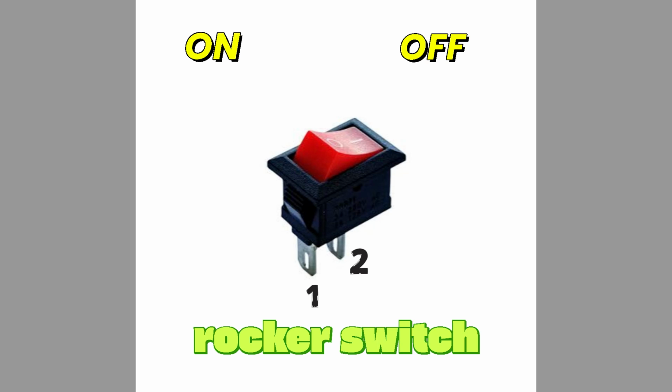When the switch is moved to the off position, the internal connection is broken. As a result, current can no longer flow through the circuit. You'll commonly find rocker switches in extension boards, power strips, power supplies, and many home appliances. Even though it looks different from a toggle switch, it works on exactly the same principle. It simply connects or disconnects the electrical path.